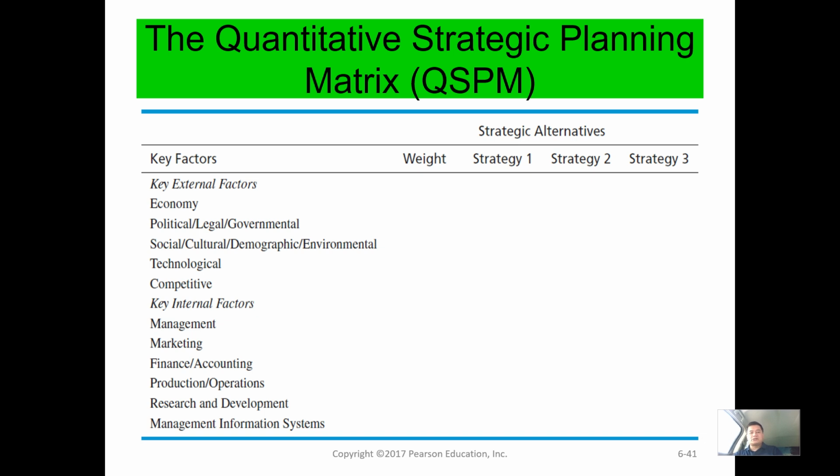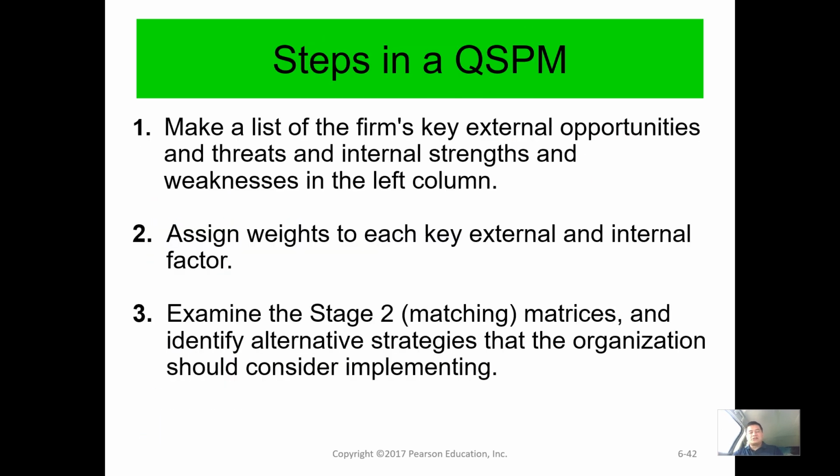So here you can see the key external factors: economy, political, legal, governmental, social, technological, competitive, and key internal factors. Key internal factors, what are they? They are management, marketing, finance, accounting, production, operations, research and development, management information systems, and so on. The steps in QSPM: first, make a list of the firm's key external opportunities and threats and internal strengths and weaknesses in the left column.